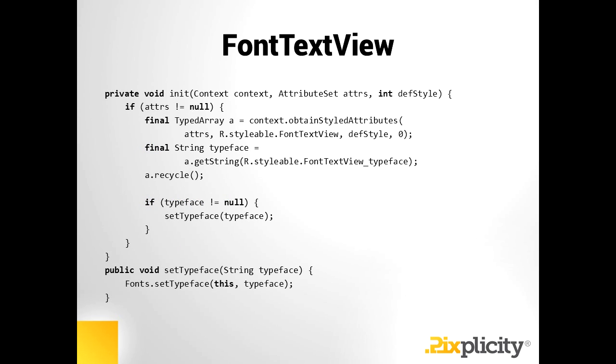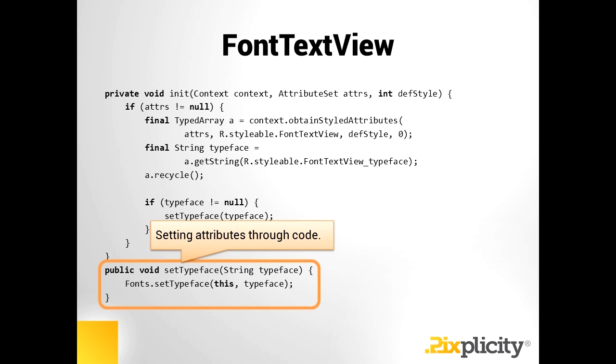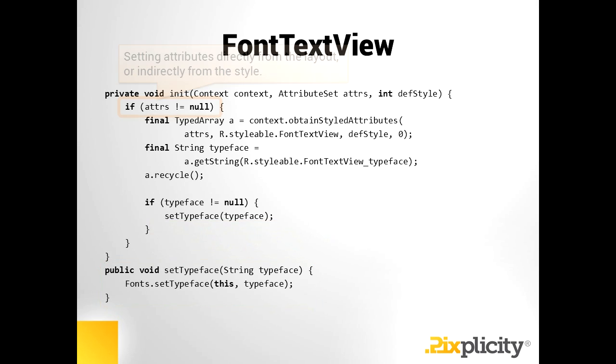Okay, so here's my init function. I take the attribute set. Actually, I should probably first say this thing at the bottom is what we were looking at before, right? This is just setting the typeface. So I'm going to reuse that particular function. In the init function, let me just show you, you see at the top that we get the attribute set. So we can check if that attribute set is not null. That implies, of course, that it's being inflated through XML.